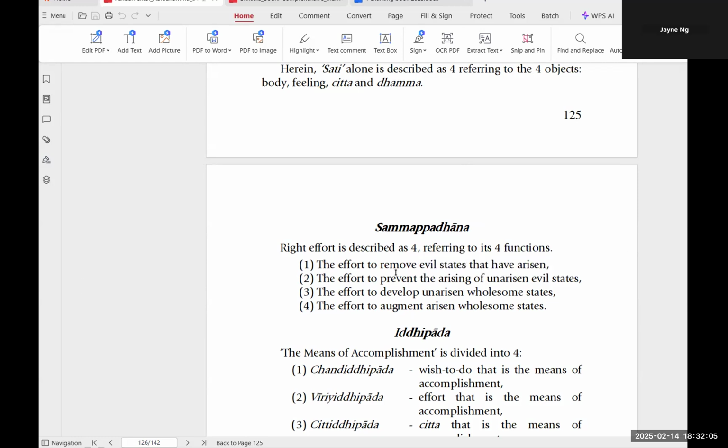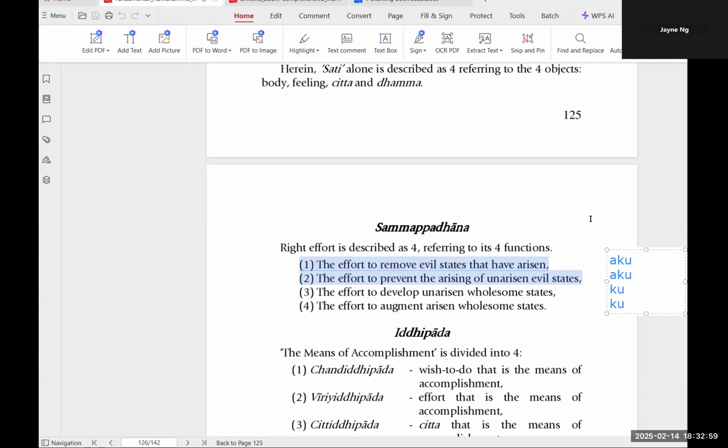Evil state means the akusala mind that has arisen. When we practice meditation, we have two states: evil state that has arisen, and evil state that has not arisen. We need to stop these in meditation. For wholesome states, there will be wholesome state that has not arisen, and wholesome state that has arisen. So number 3 and 4 are on the wholesome kusala, and 1 and 2 are on akusala. It's very easy to remember. You can just write it down yourself: akusala, akusala, kusala, kusala.